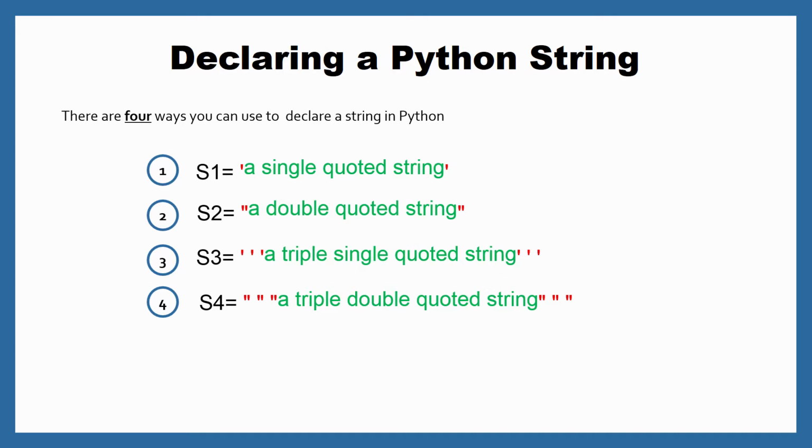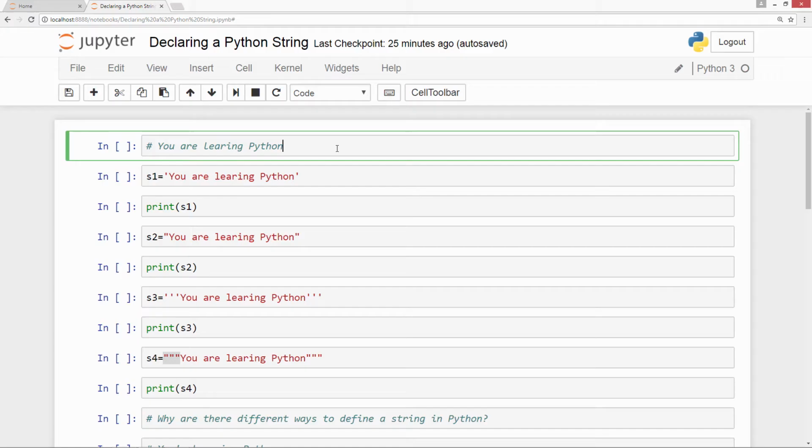I'm sure you ask why we need all of these ways to define a string. Let us go to Jupyter Notebooks and explain to you why we need these 4 ways of defining a Python string. Now we are in Jupyter Notebooks and we want to define this string: You are learning Python. It's very easy.